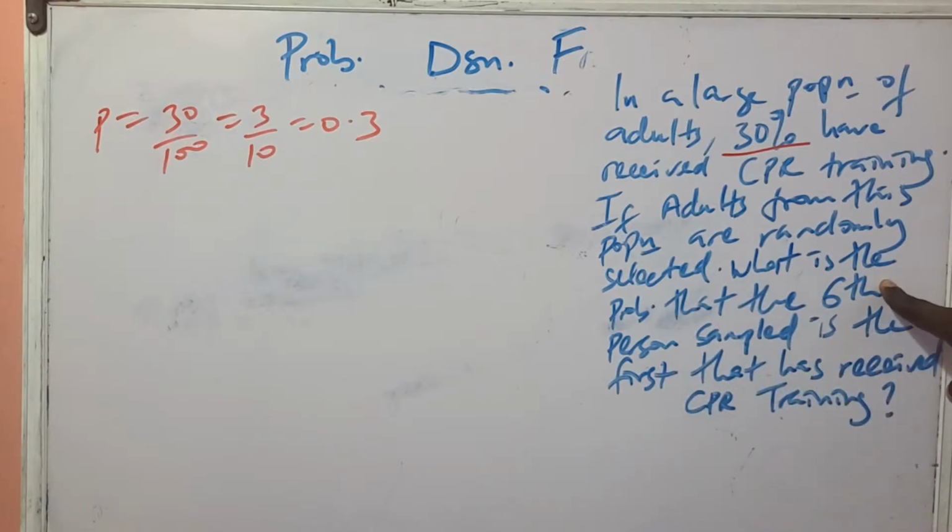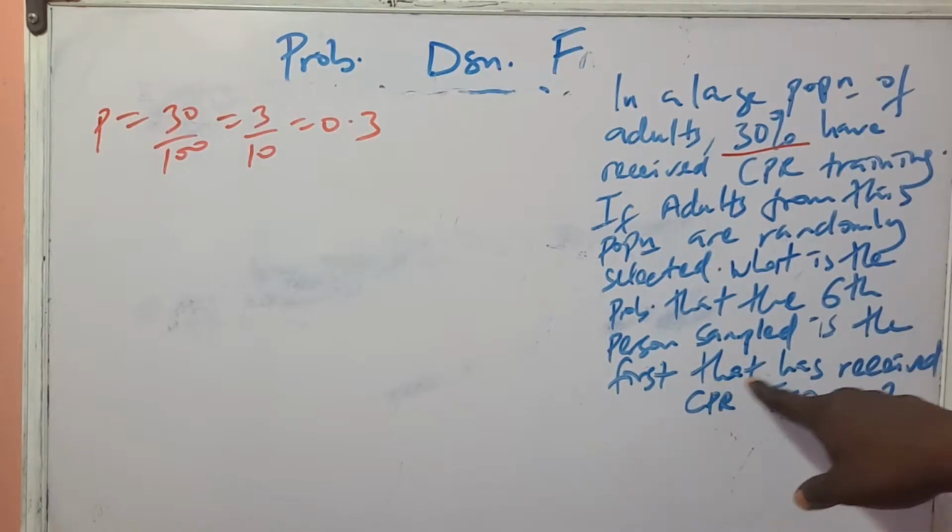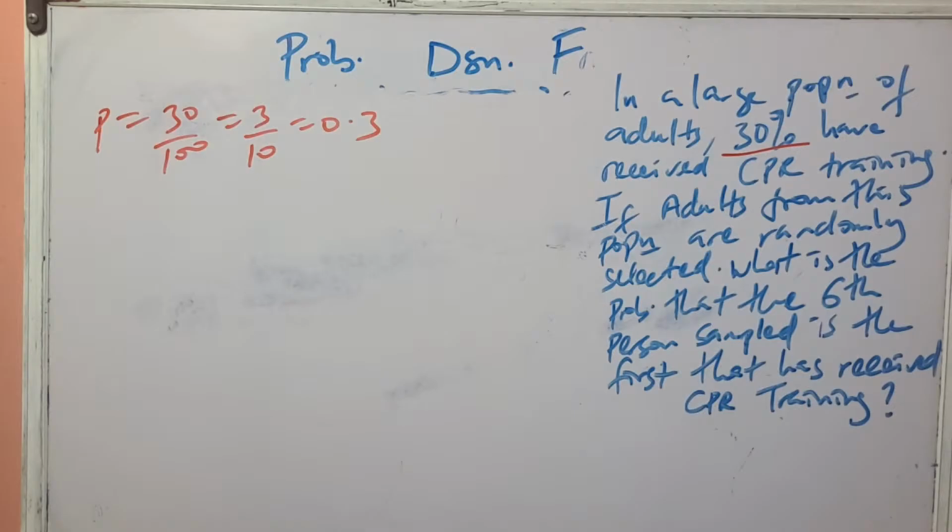Of course, for this sixth person sampled, you have sampled 5 people previously, and you were not able to catch anyone that received CPR training. They're now saying what's the probability that the sixth one you picked was the first that has received CPR training. This is a perfect geometric distribution, where your first success happened at a particular trial. And the trial here is the sixth trial, when you got your first success. That was when you were able to find someone that has received CPR training.